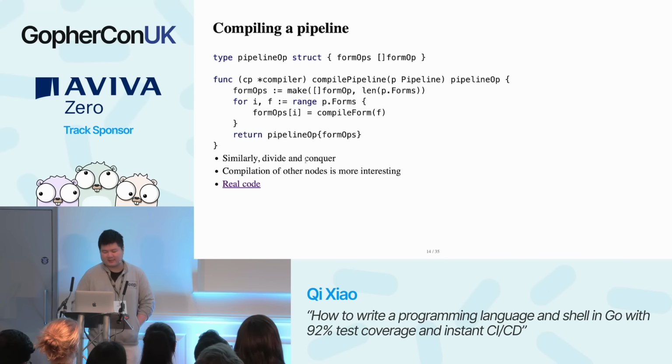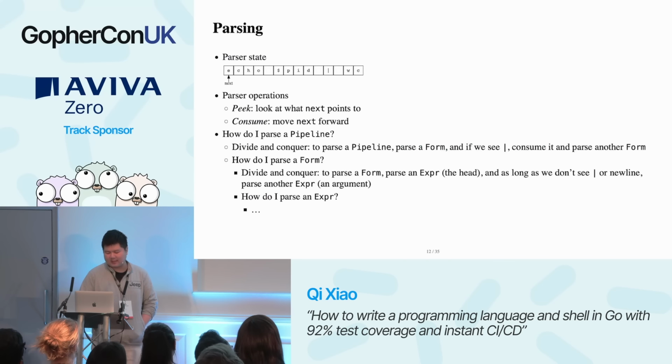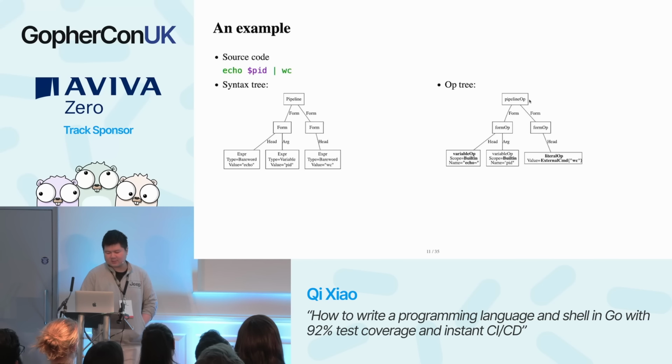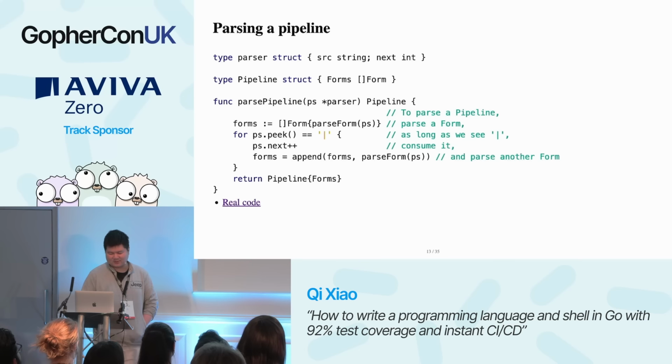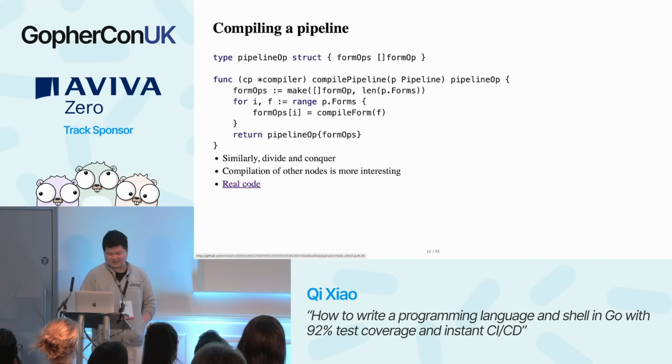Actually, the combination of other nodes is much more interesting. I mentioned earlier that the compilation stage can resolve the echo command and the WC command to two entirely different things. This is just a built-in command. This is an external command. We don't have time to go into all of that, but if you're interested, there's an actual link in the code.